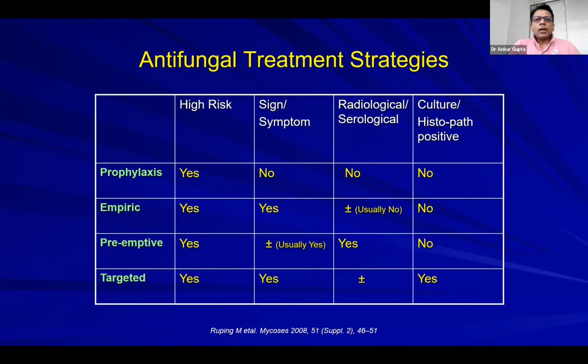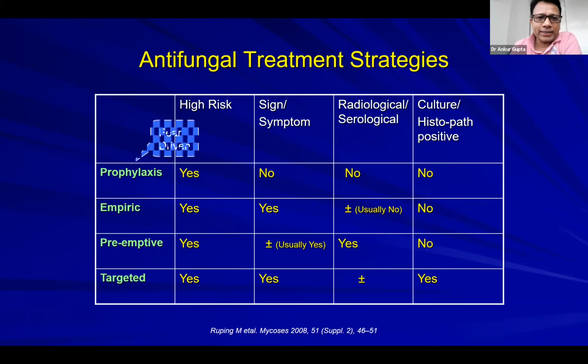Okay. I love this slide. I borrowed this slide from one of the professors in Germany who came to deliver a lecture on antifungals. So he said we can divide the overall antifungal treatment strategies into a kind of 2x2 table. So there are 4 paradigms: prophylaxis, empiric, preemptive, and targeted. And on the other axis, we have to see high risk, signs, symptoms, radiological or serological evidence, and culture.